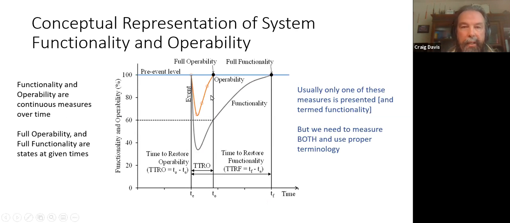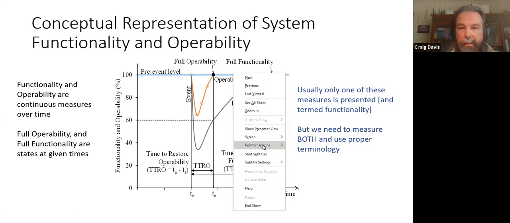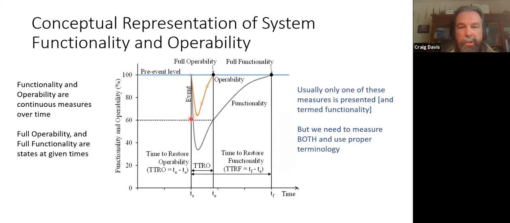So here's a conceptual diagram where we can understand the differences in the visual form between functionality and operability. In this diagram, we have some pre-event normal operating level. So 100% of the services, for example, or close to it, being provided at any given time. We have an earthquake event or any other type of extreme hazard event, and we lose functionality right along this gray line. Okay, so we lose functionality to some level, in this case to about 35%, and then we begin to restore it over time.